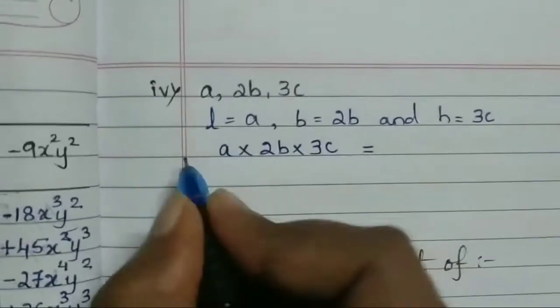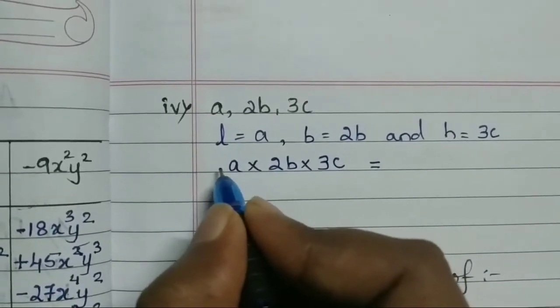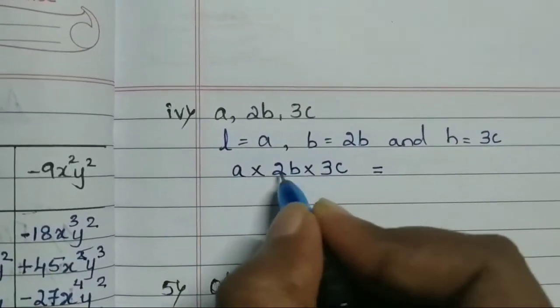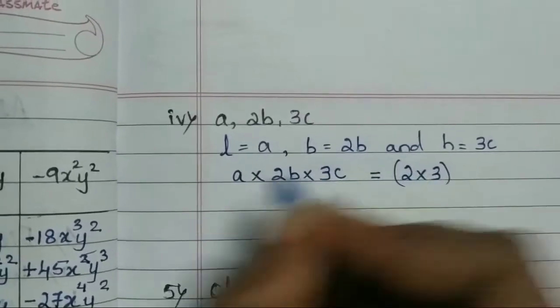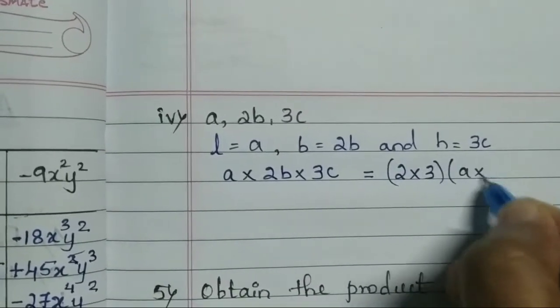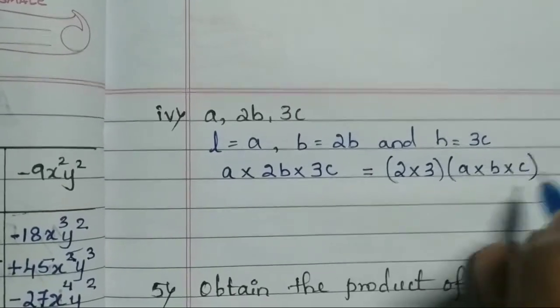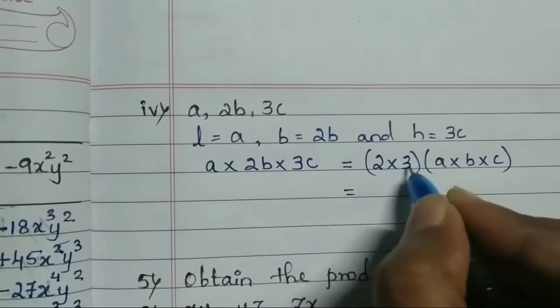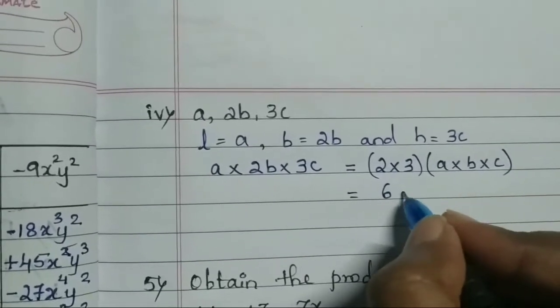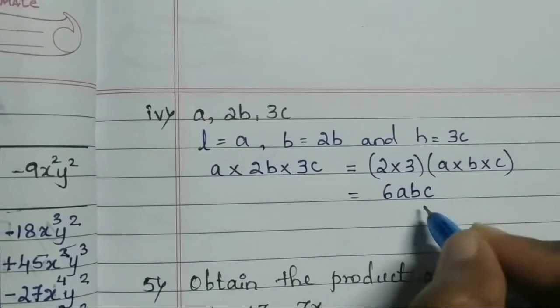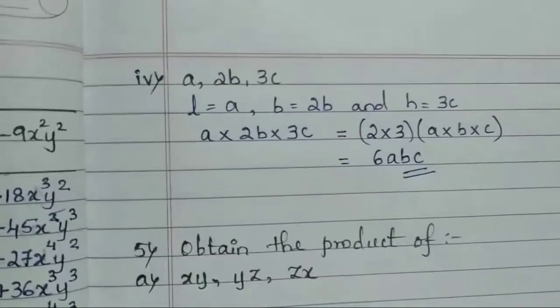That is, here there is no numerical term, we can leave it as it is. You can see here there is a numerical term, so we will write 2 into 3 and the remaining terms, that is a into b into c, as it is. So it will become 2 3s are 6 and a into b into c, we will write a into b into c as it is. So this is the answer here.